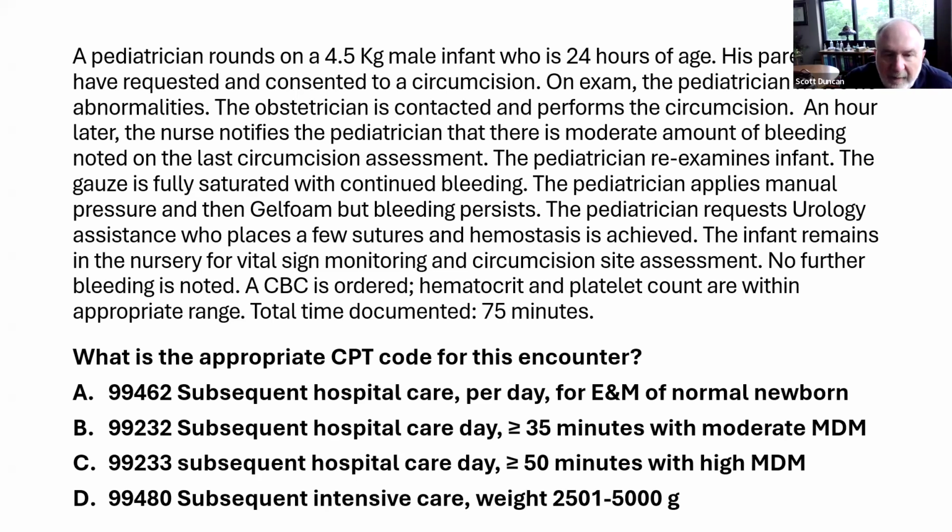He stays in the nursery for vital sign monitoring and circumcision site assessment, no further bleeding is noted, and you get a CBC, H&H, platelet counts that are all fine. Documented time is 75 minutes. So there's several sets of codes that you could use for this encounter. Would you use a 99462, which is the evaluation and management of a normal newborn subsequent day? 99232, which is a subsequent hospital day, moderate decision-making or greater than 35 minutes. A 233, which is a subsequent hospital day with high medical decision-making greater than 50 minutes. Or an intensive care code, which is a weight of 2.5 to 5 kilos.